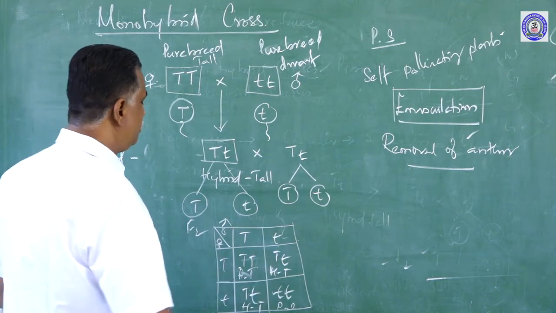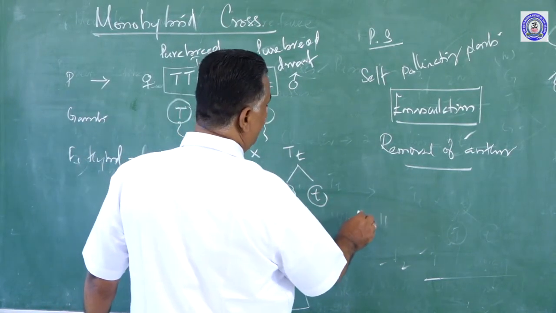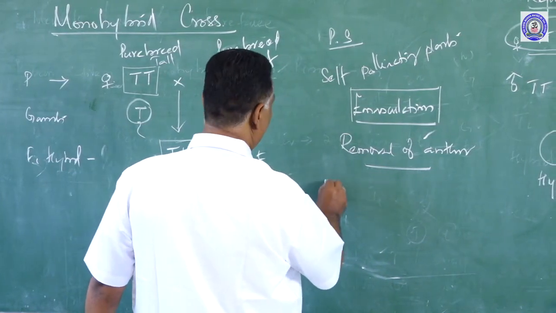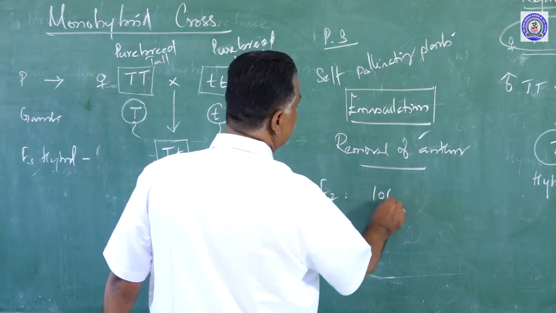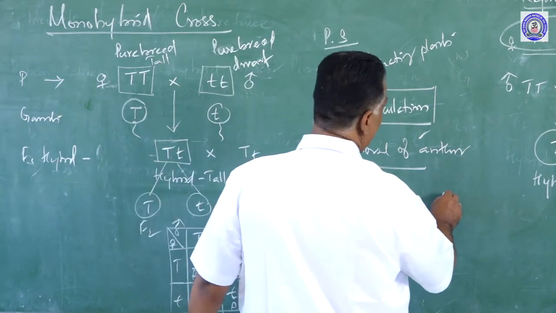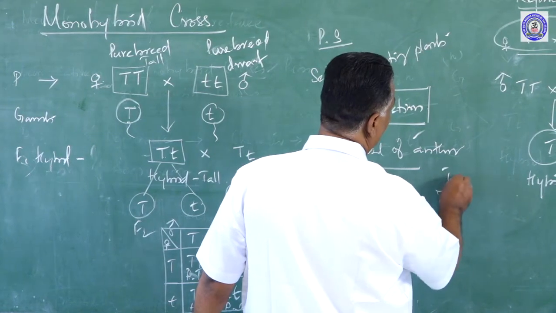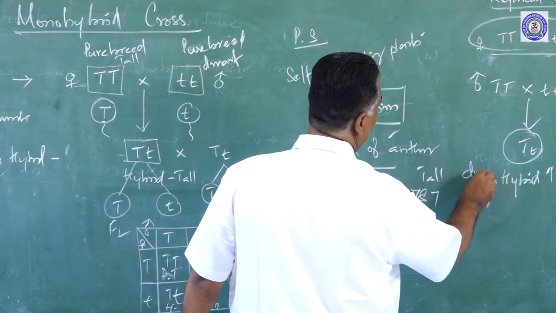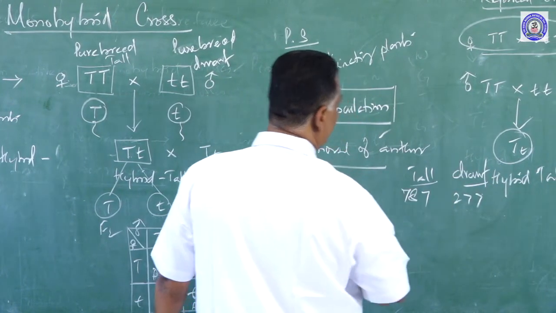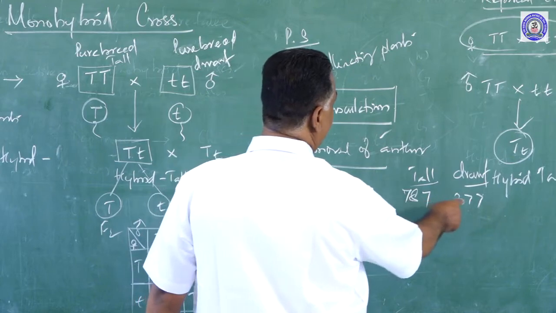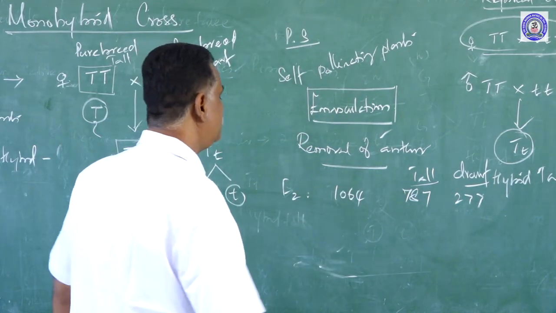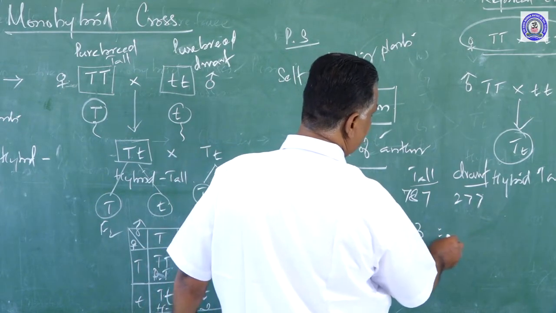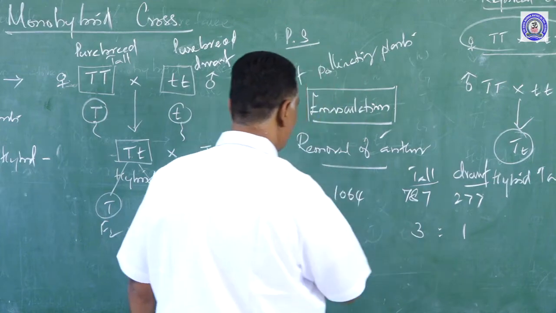So, in this, if you see phenotypic ratio, phenotype is external appearance, in the F2 generation, he got 1064 plants, out of which 787 are tall, 277 are dwarf. So, this number is threefold more than the dwarf plant, and so tall plants were 3 and dwarf plant 1, 3:1. So, phenotypic ratio.